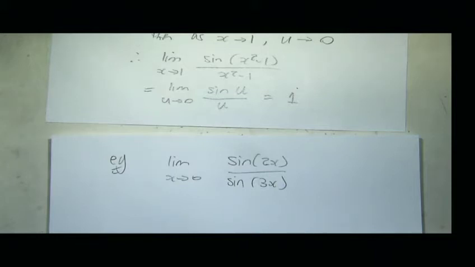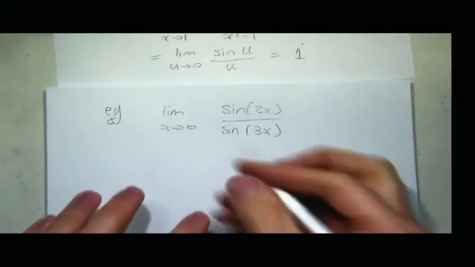But if you were told not to use L'Hopital's rule, what would you do? Okay, that's the key. Because if I did that, I get 2 cos 2x and 3 cos 3x, and cos x is 1 when x is 0, so yay! But if I was not allowed to use L'Hopital's rule, what would we do?